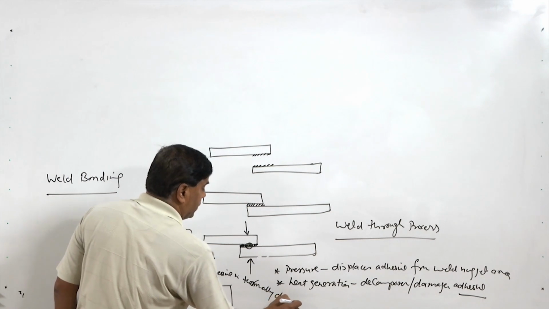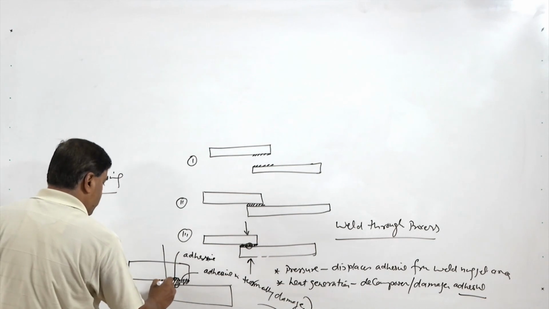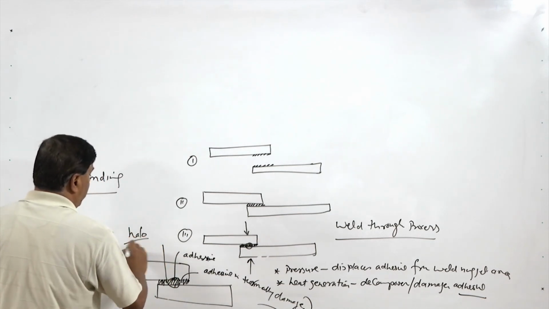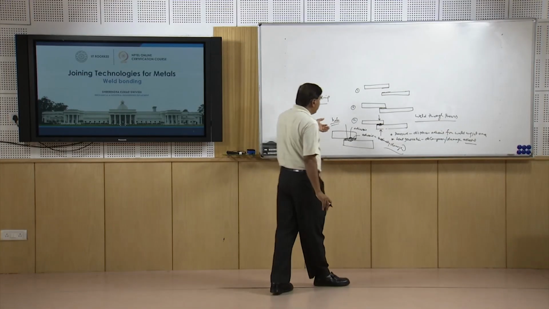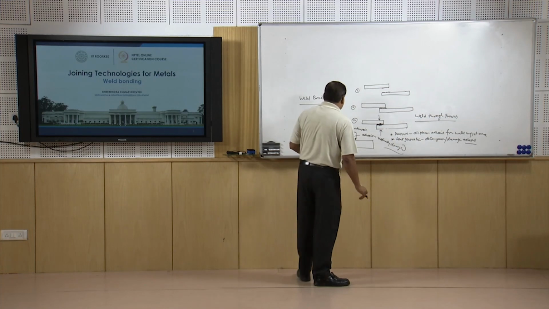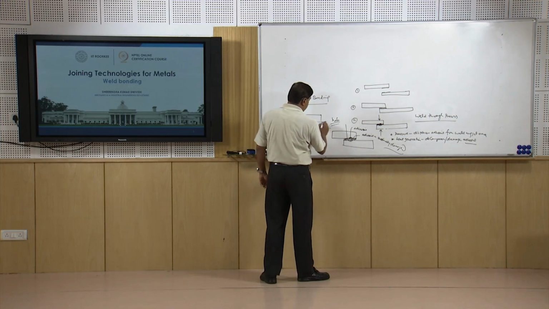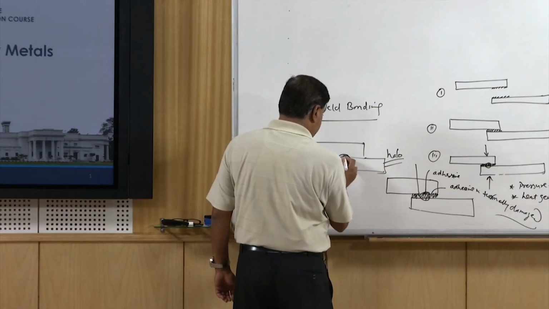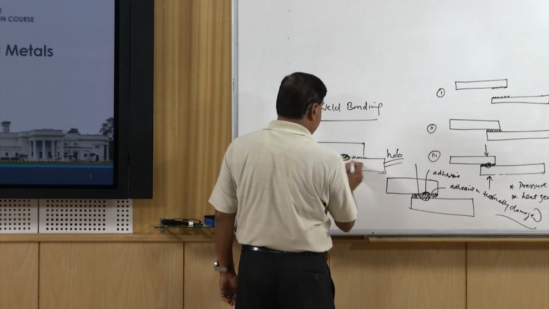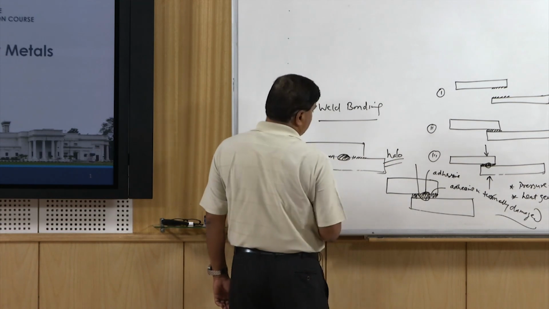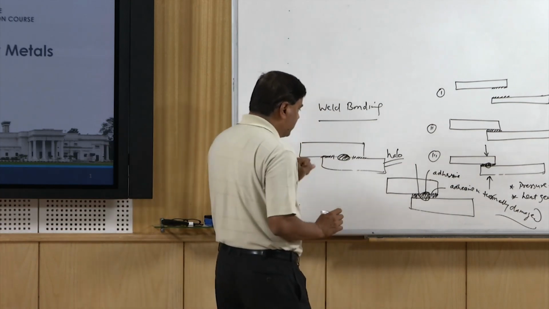Whatever adhesive is there in thermally damaged condition, this region is known as the halo, wherein we have the adhesive, but it is thermally damaged. Thermally damaged adhesive will not be providing much strength. So there will be two contributors to the strength: the weld nugget, and the adhesive which is still intact and providing the adhesive joining strength to the joint. The area which is damaged thermally will not be providing strength.